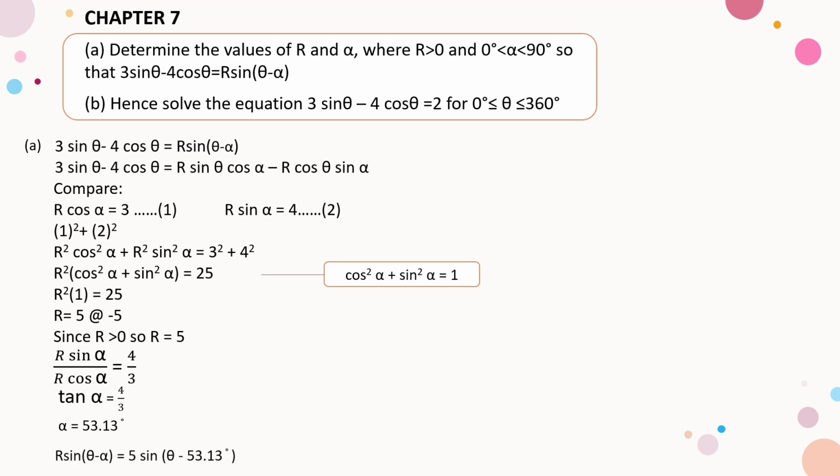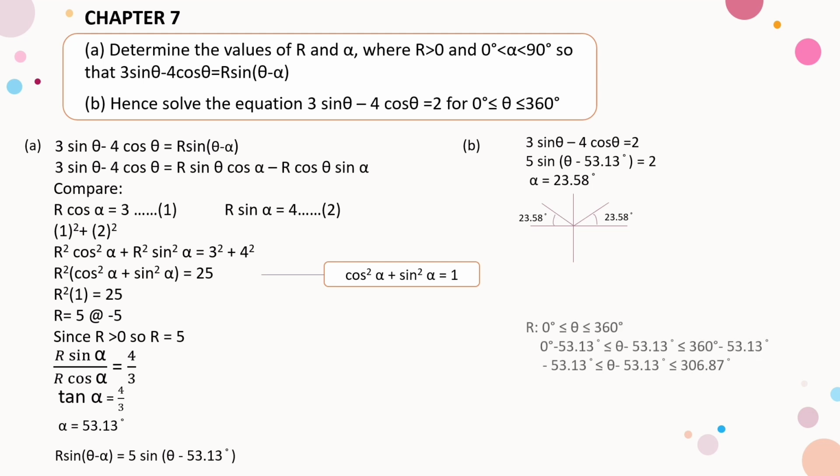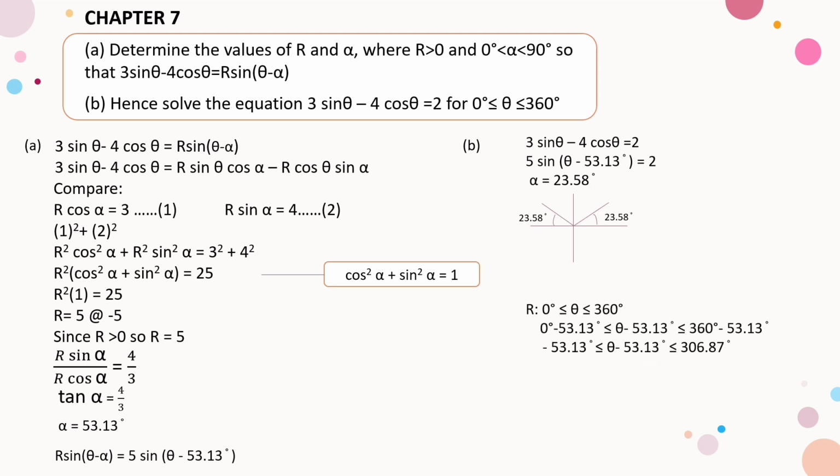Hence, solve the equation 3 sin theta minus 4 cos theta is equal to 2. Just now we found that 3 sin theta minus 4 cos theta is equal to 5 sin (theta minus 53.13 degrees). So the basic angle we get is 23.58 degrees. And then we know that positive sine is at quadrant 1 and 2. After that, we have to find the range. The range given is between 0 to 360 degrees.